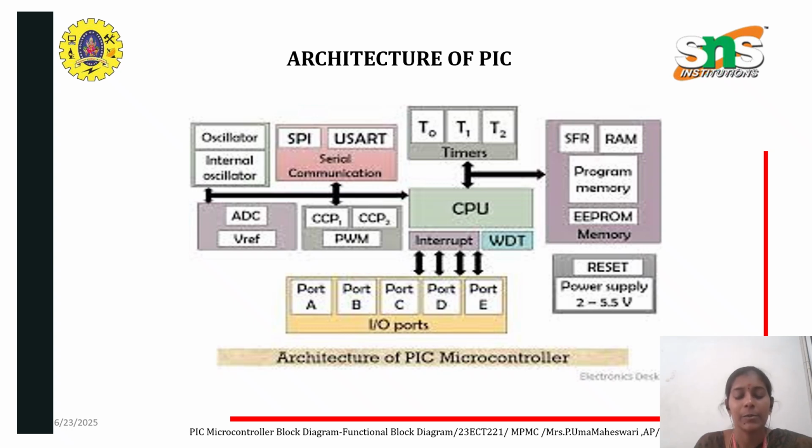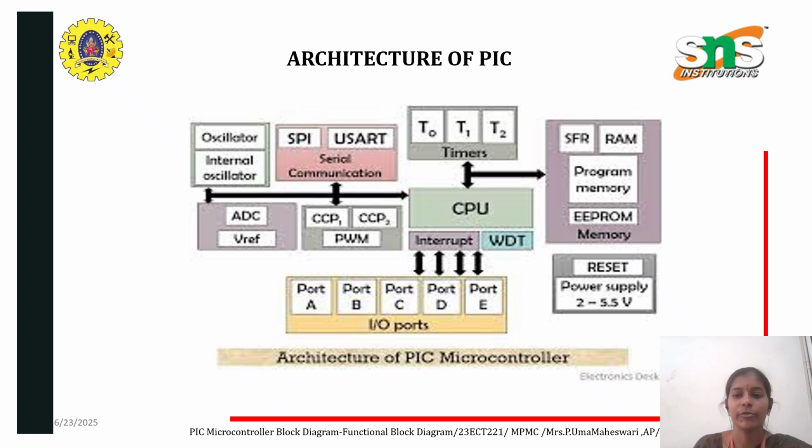Here we can see the input output ports are from port A to port E, that is A, B, C, D, E. Not all ports have equal pins. Only three ports have equal pins, that is 8, and of the remaining ones, one has 3 pins and another has 5 pins. So in total you will have 5 ports. SPI is the serial peripheral interface, and USART is the universal synchronous asynchronous receiver transmitter. We have 3 timers, timer 0, timer 1 and timer 2.